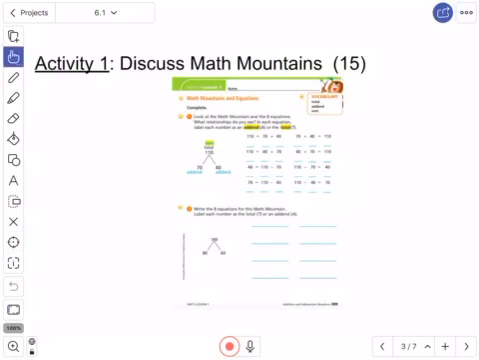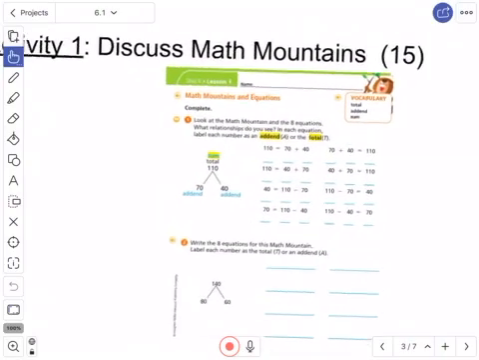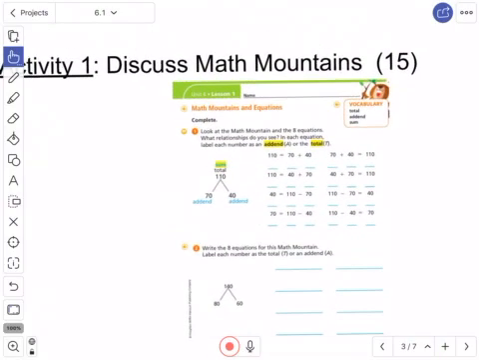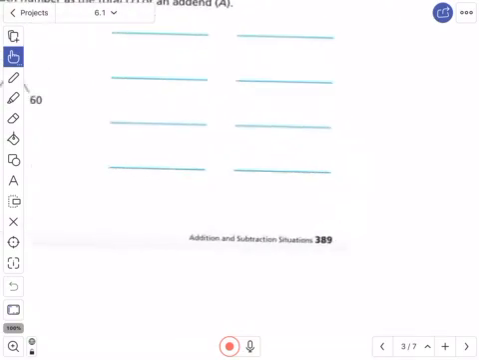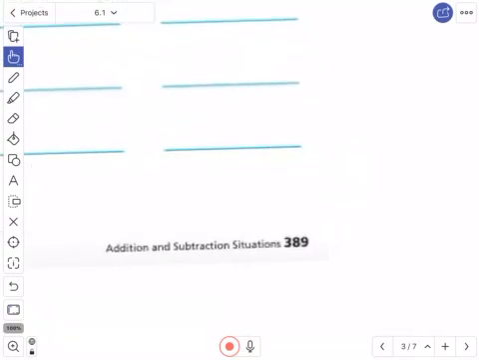Before we get into those word problems, though, we are going to be looking at just math mountains and equations. This is going to help us see the similarities, the differences, but also really the connections between addition and subtraction. So if you haven't got this page off of Schoology yet, go to open up page 389 in Schoology, send it to Notability. I'll pause here.